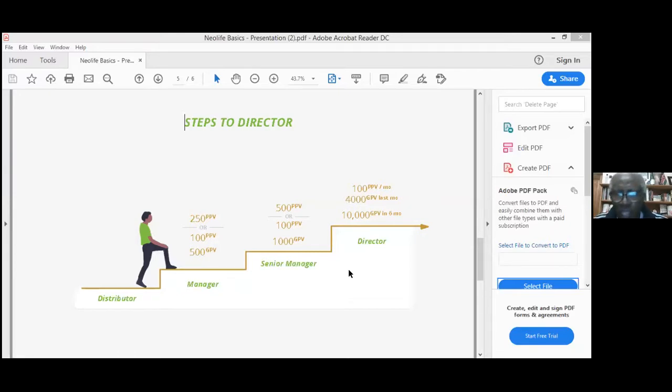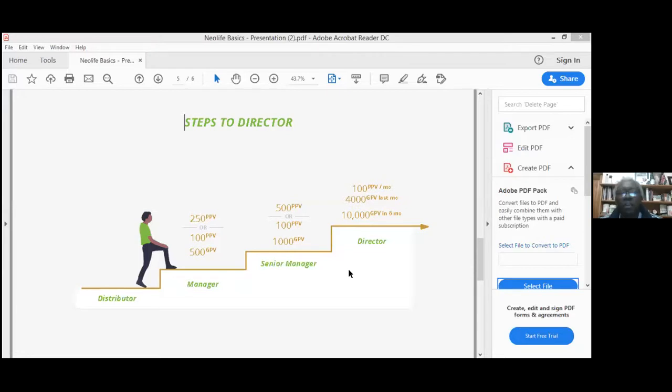From there, the next step is to become a director. There are actually 2 ways to become a director. The first one is every month you need at least 100 points. All distributors know that. After the month you become a senior manager, you need to accumulate 10,000 PV in a period of 6 months or less. And in the last month, you do 4,000 PV. That is a way to become a director.